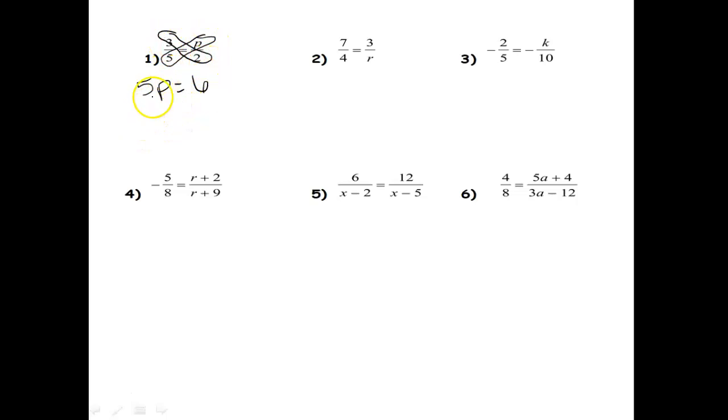So now you just solve for p. To get p by itself, you divide both sides by 5. So p equals 6 over 5. And I want y'all to leave it like that.